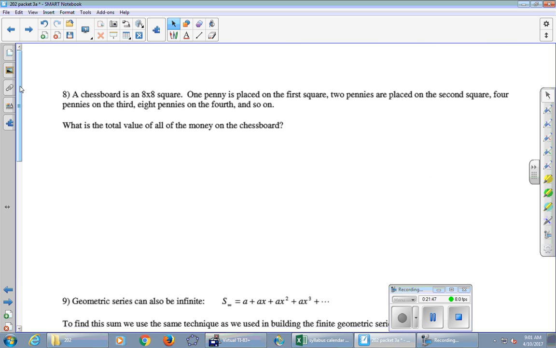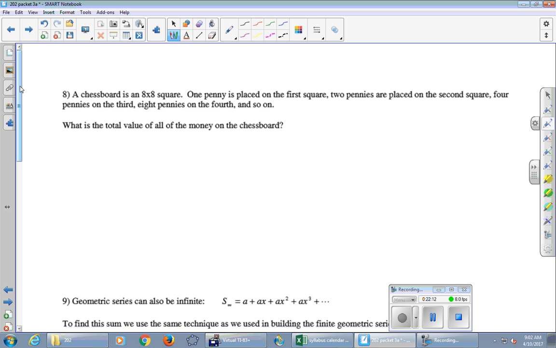All right, number 8. A chessboard is an 8 by 8 square. 1 penny is placed on the first square, 2 pennies are placed on the second square, 4 pennies on the third, 8 pennies on the fourth, and so on, right? Doubling every time. 1, 2, 4, 8. Next one will be 16. So the question is, what is the total value of all of the money on the chessboard?